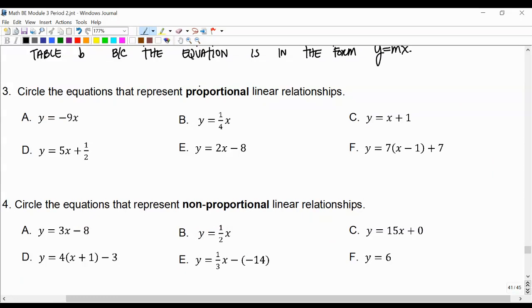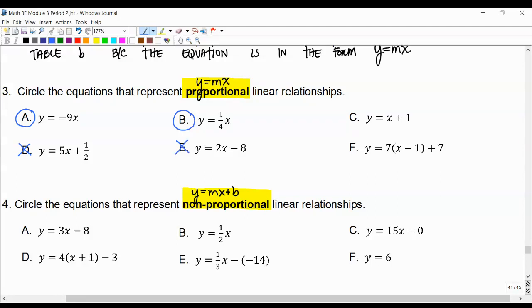And the last one we're going to look at is number 3. So we're looking for equations that come in the form y equals mx for proportional. And then, although I'm not going to do that in this video, if we were looking for non-proportional, then we would be looking for y equals mx plus b. So as we hunt for answer choices on number 3, b, which actually was used in the previous problem, is proportional. A is proportional. D is not. It looks like y equals mx plus b.